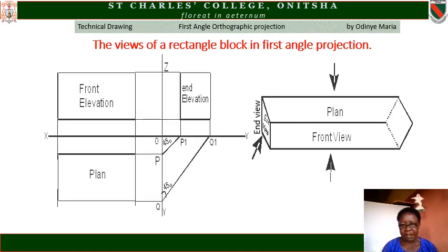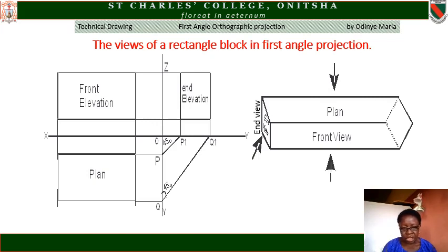The views of a rectangle block in first angle projection. See the rectangle block and the views. You project the front elevation onto the vertical plane. Then draw the hinge lines ZOY and XOY, and project from the edges of the front elevation down to the horizontal plane and mark the length of the plan.